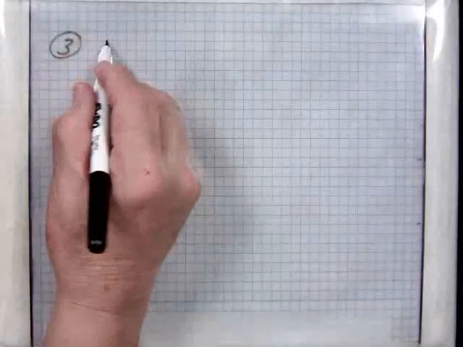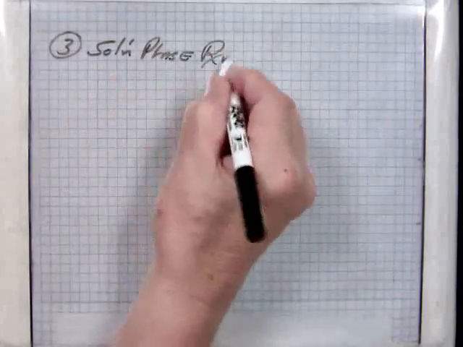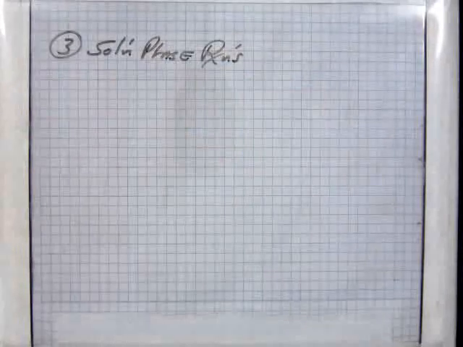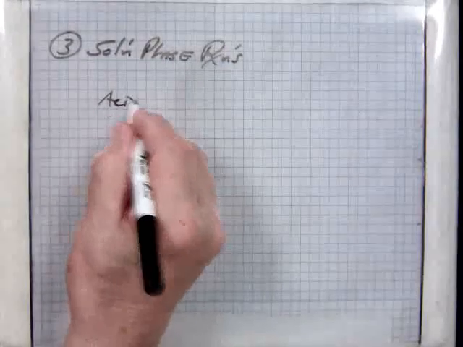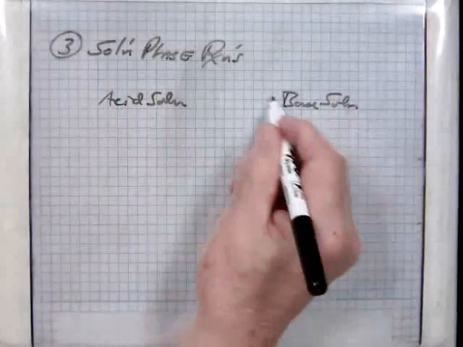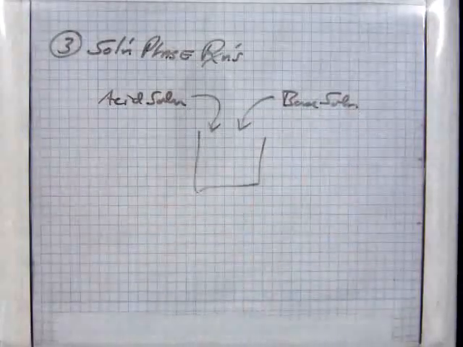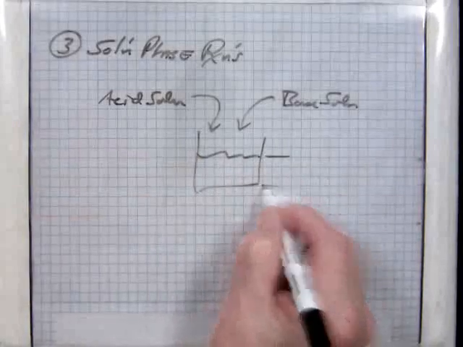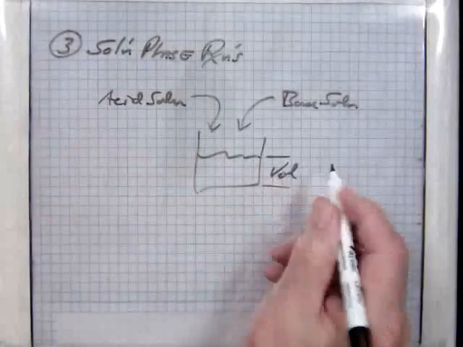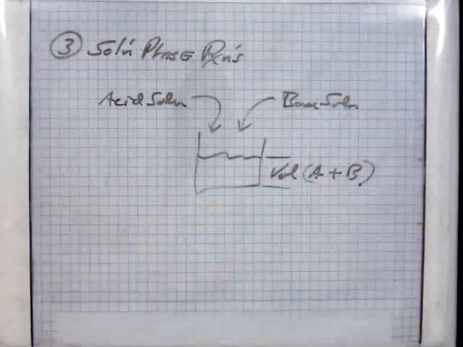The third one is solution phase reactions. Here you're talking about, say, an acid solution and a base solution being mixed in a calorimeter. Some people call it a coffee cup calorimeter. You get a volume, which is acid plus base mixed together. At the instant they mix, before the reaction takes place, you have volume 1.